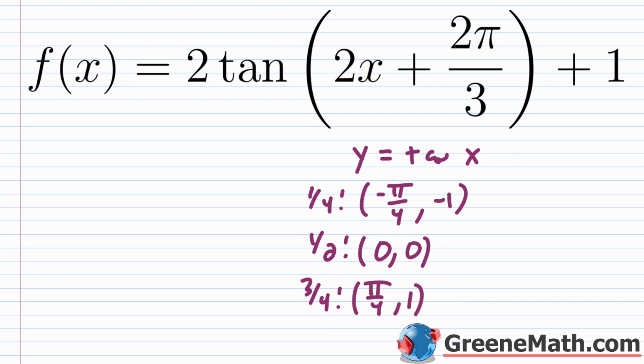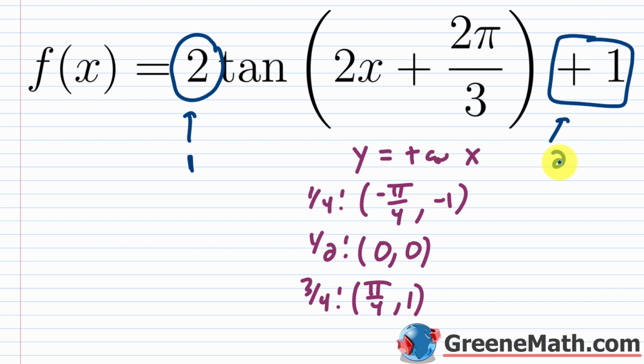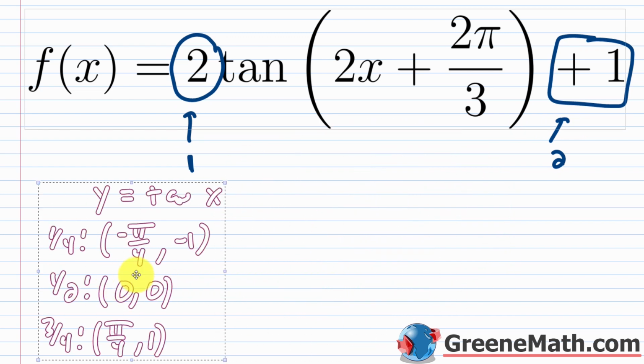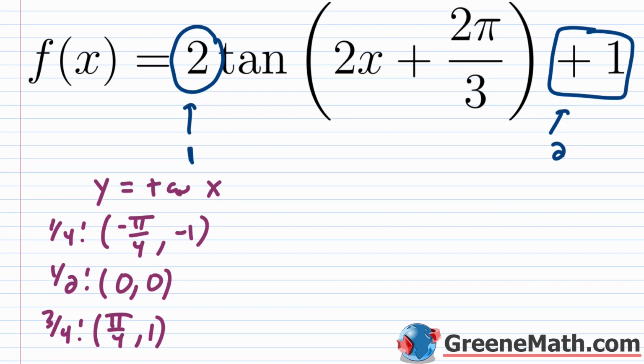Well, what's happening in terms of the vertical transformations? Well, you have this 2 out in front. That's giving me a vertical stretch by a factor of 2. And then you have this plus 1 right here, which is going to give me a shift up by 1. This is done first, and this is done second. So if I take this y-coordinate of negative 1, and I multiply by 2 first, and then I add 1 second, well, that's negative 1 times 2, that's negative 2, and then negative 2 plus 1, that's negative 1.